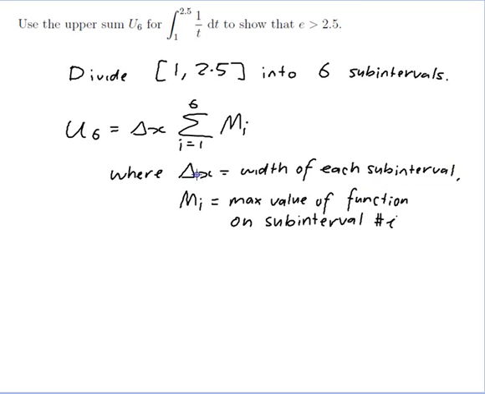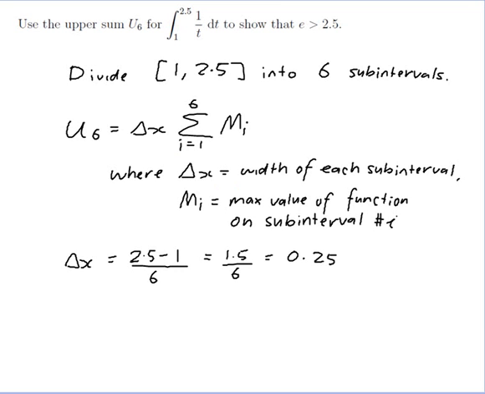Okay, so let's figure out what these things are. First, delta x. So delta x would be the width of my big interval divided by 6, because I'm cutting it into 6 pieces. So that would be top minus bottom. That's the width of my big interval divided by 6, which is 1.5 divided by 6, which is 0.25. And so now I can know what my subintervals are as well. My first subinterval starts at 1 and goes up to 1.25.